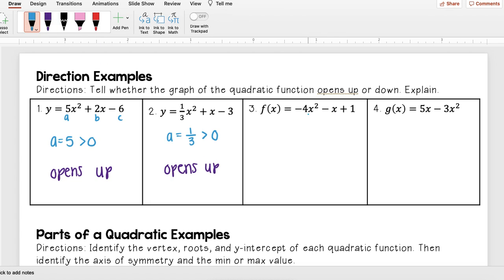Look at my next one. First, is this in standard form? It is. So I have x squared, then x, and then 1. So my a is equal to -4, which is actually negative. It's less than 0. So that means that this one opens down.